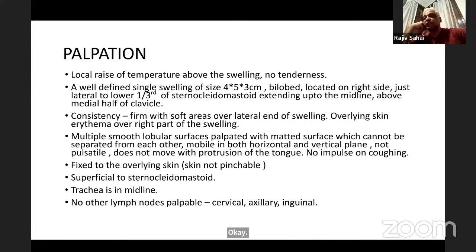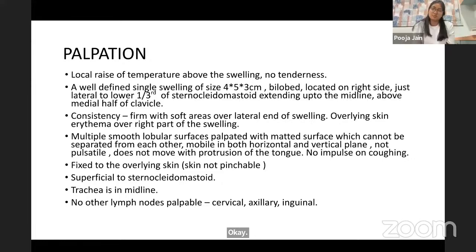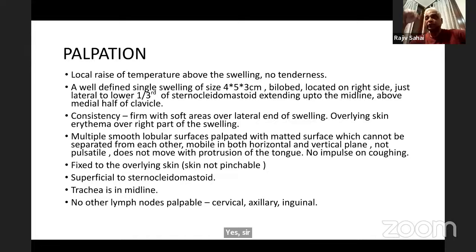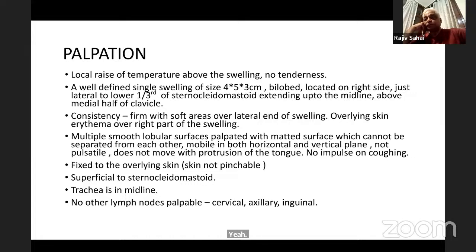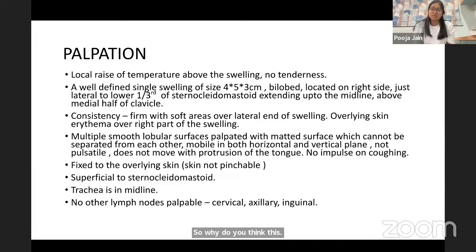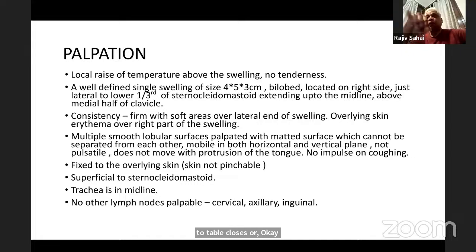So a tubercular abscess is a cold abscess, but you're getting raised temperature, you're getting change in color, you're getting all signs of inflammation here. So why do you think this is a tubercular abscess then? Sir, it is developing lymphadenitis, which might be due to tuberculosis. No, I mean, that's what I'm saying, local rise of temperature.